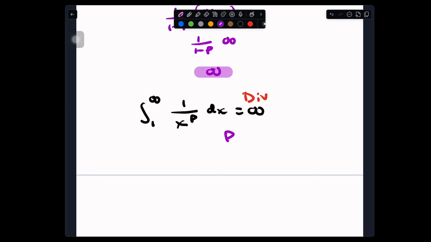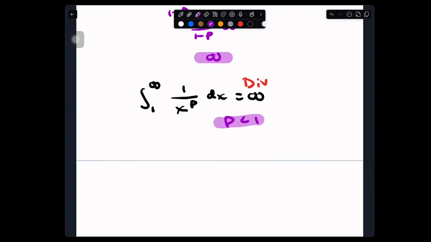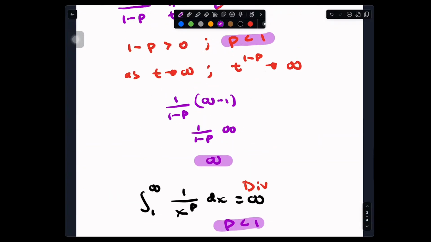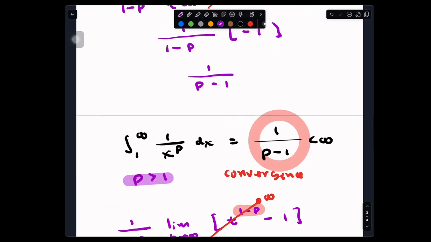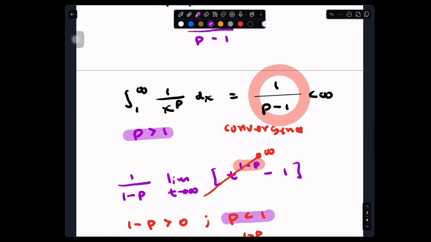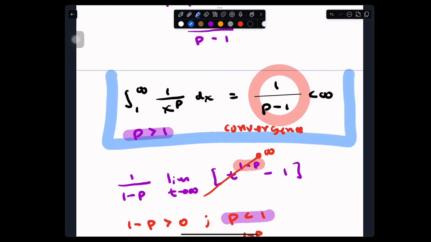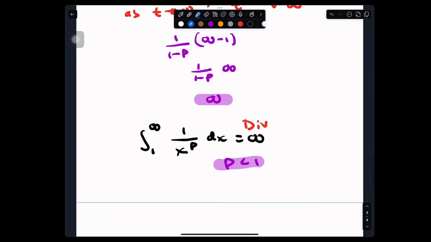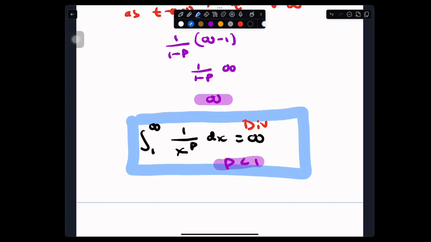Okay. So in conclusion, we only have convergence when p is bigger than 1. This is the convergence here. This is what we want to know and use. And down here is where we have the divergence. But don't forget, we got to include the harmonic series as well, where p is actually less than or equal to 1.